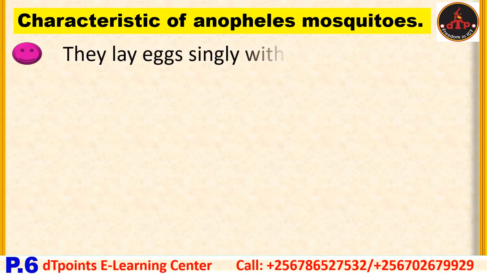Number 1, they lay eggs singly with the air float, meaning they lay their eggs separately. That is, single eggs which are not joined together.